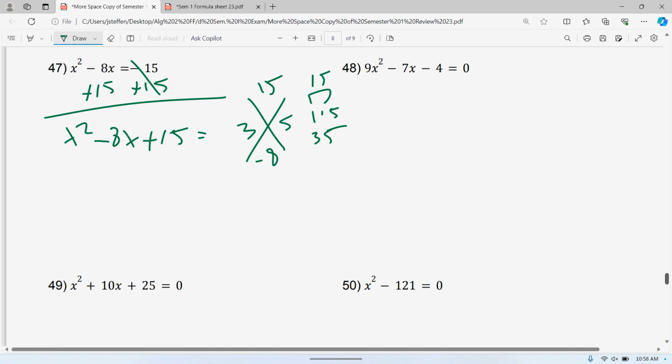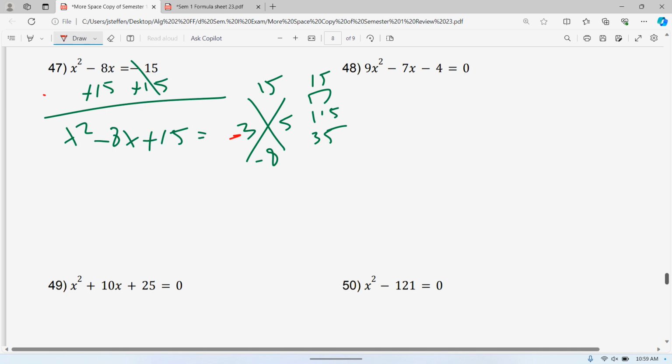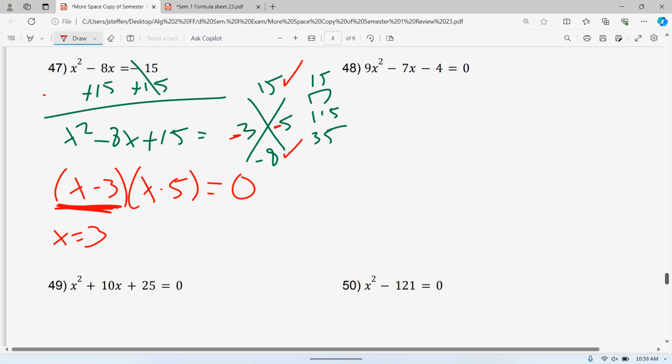Well, just like we talked about before, all you need to remember is you need to change the signs. Negative 3 times negative 5 is positive 15. Negative 3 plus negative 5 is negative 8. We end up with x minus 3 and x minus 5. And what would you plug in to get 0 for this one? Well, you would plug in positive 3. Positive 3 minus 3 is 0. And what would you plug in to get 0 for the other? You would plug in positive 5.